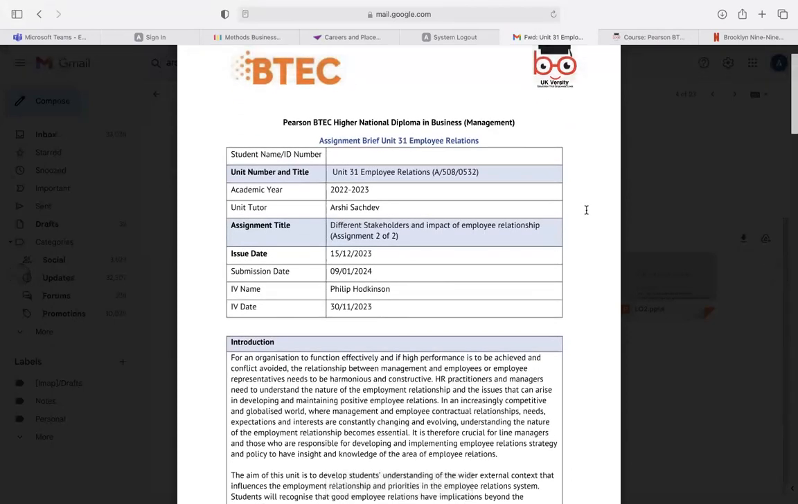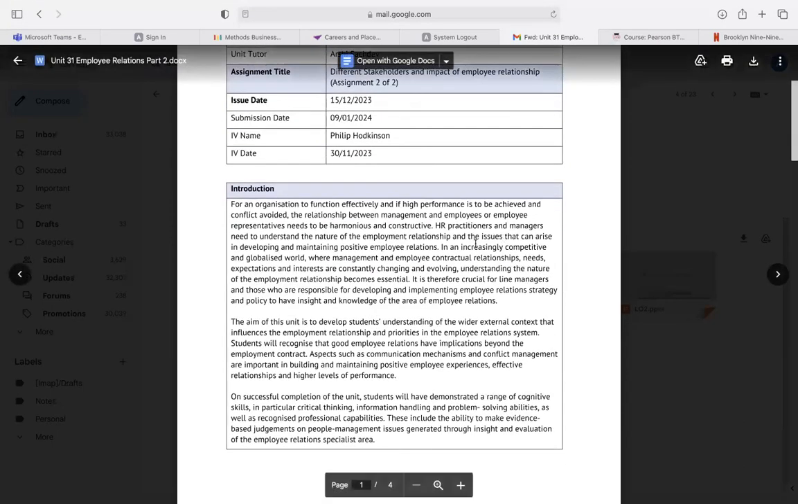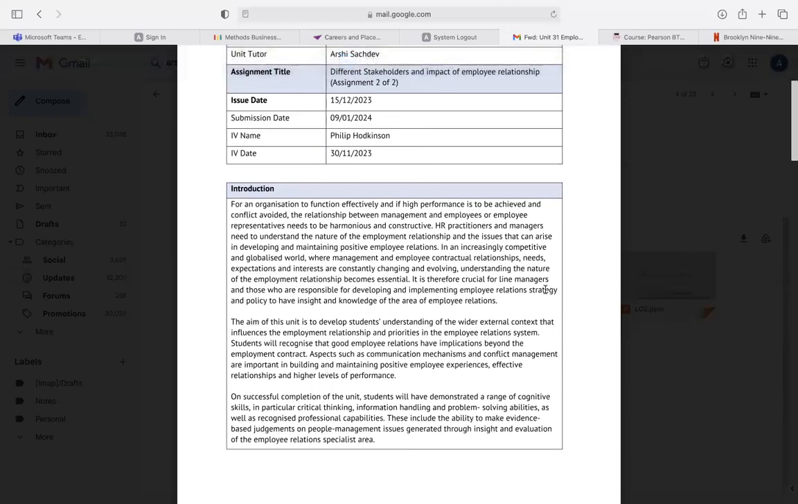All right, guys. So now coming to assignment 2 of unit 31, which is employee relations. For this, the assignment title is different stakeholders and the impact of employee relationship. This is what you're going to essentially focus on. The introduction and the aim remain similar to what we spoke about in the previous assignment discussion, so it's going to be quick. I'm just going to skim through this.